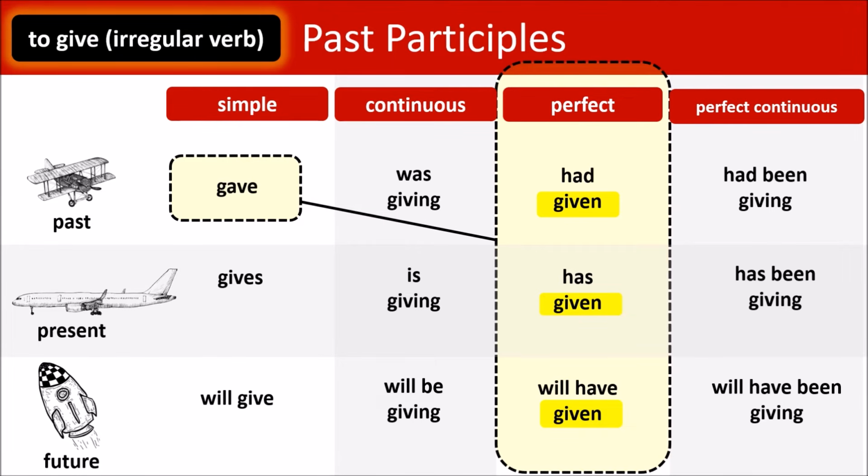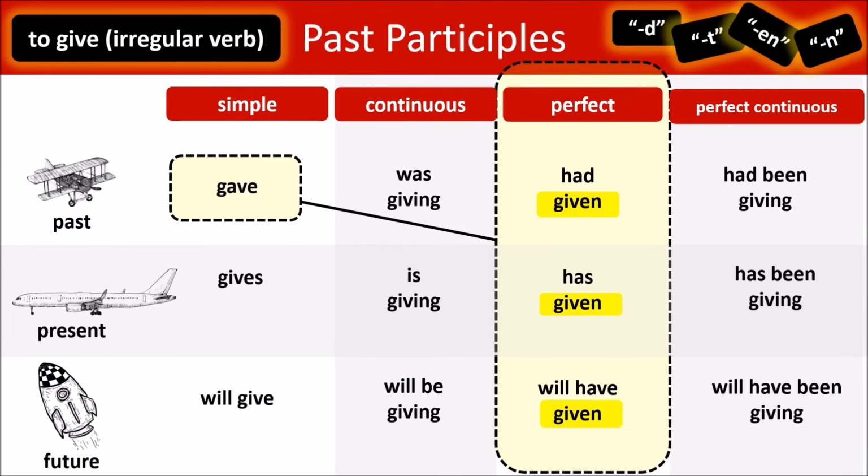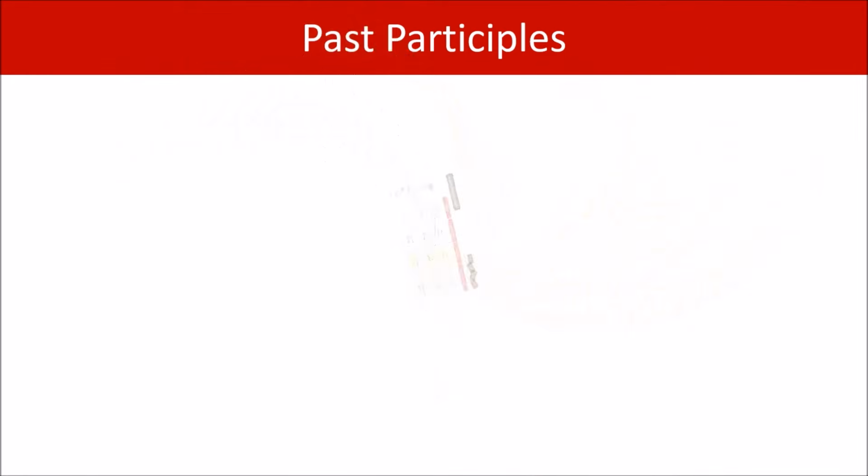And as you get to learn more about irregular verbs, you will start seeing these endings: a D, a T ending, an EN ending, or just an N ending. There are other endings, but these are the most common. Unfortunately, you just have to learn them. Okay, that was just for a bit of context to show you where past participles fit in with verb tense.